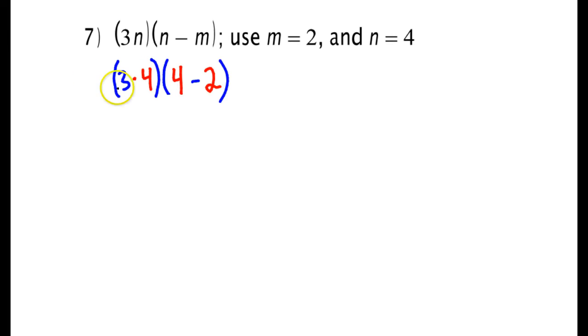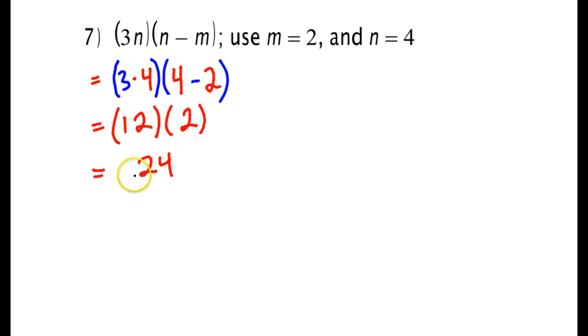So we have 2 sets of parentheses. Simplify each of those first individually. So 3 times 4 gives you 12. And 4 minus 2 is 2. There you go. 12 times 2, 24. There we go. Alright, so we pretty much understand what you need to do and how much work you need to show. Okay.